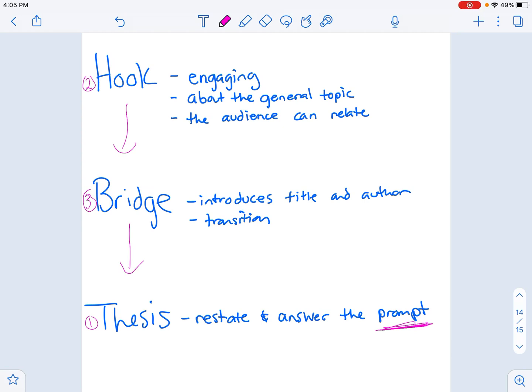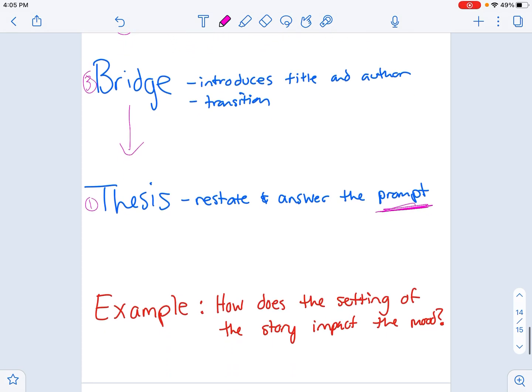So we're going to begin going through that process by looking at an example. If we take a look down here in red, our example prompt is, how does the setting of the story impact the mood? Okay? Let's make up a story title for this one. We're going to call it The Monster by Samson Greensmith. I'm making all this up. There we go. So that's going to be our story. How does the setting of the story impact the mood?